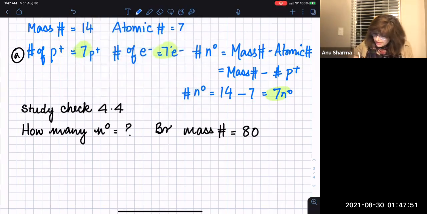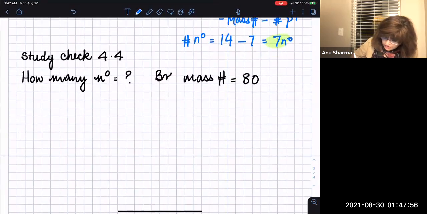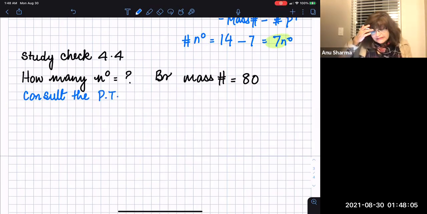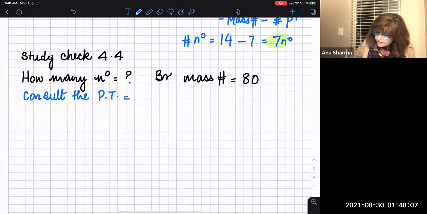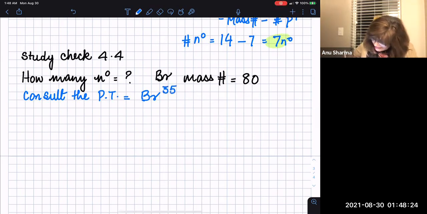So what will you do? You are going to write down the things that you already know about bromine. So consult the periodic table, because you don't have to memorize the mass numbers and the atomic numbers. You should just look at the periodic table for bromine. You will see two numbers. One is 79.90, and 79.90 is 80. And the other is 35. So 35 and 80.